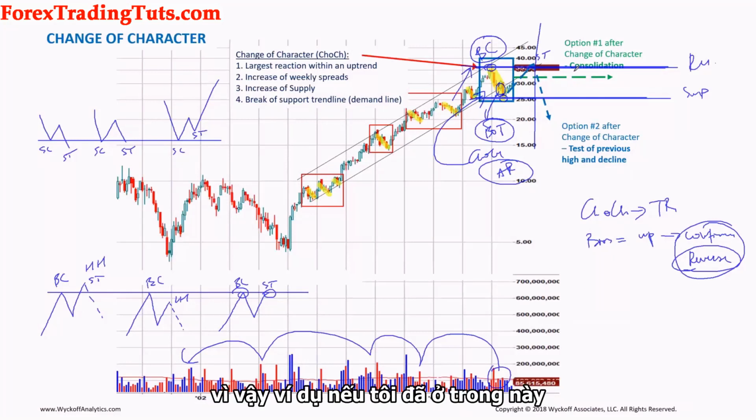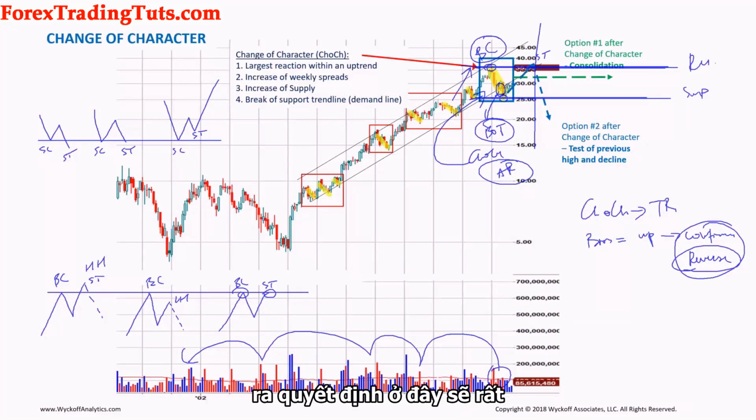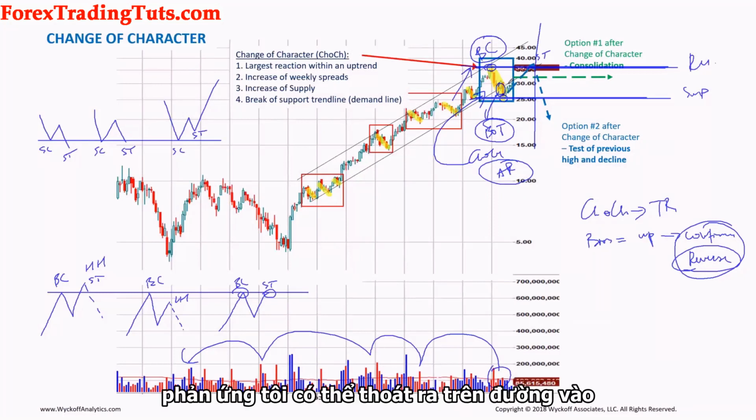So for instance, if I have been in this position and I'm a swing trader, then my decision making here is going to be very simple. I'm just basically looking for the points of exit. I could exit on the way up into the climactic action. I could exit on the change of character bar. I could exit on the change of character reaction. I could exit on the way up into this secondary test rally. There are quite a few spots to exit that we will be discussing as a part of this course.